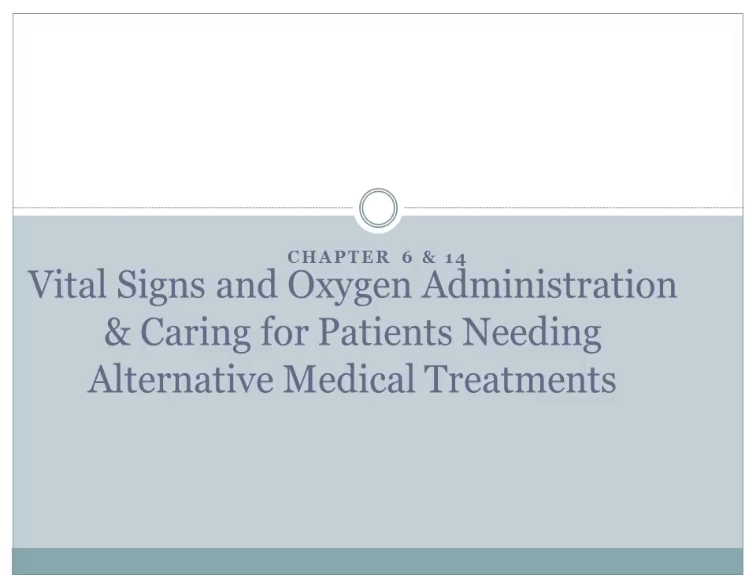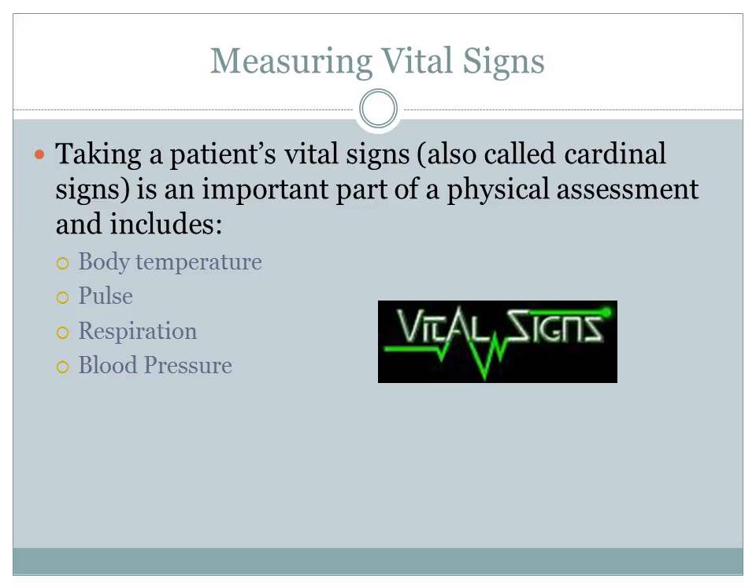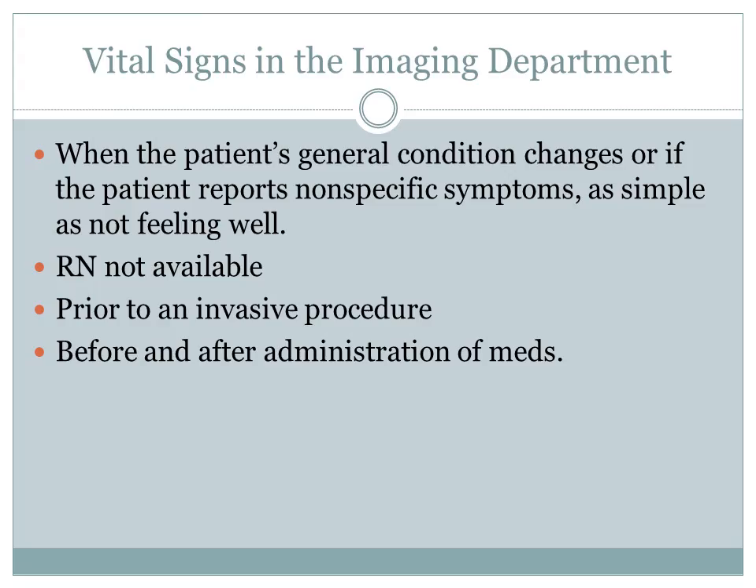Chapter 6 and 14, Vital Signs and Oxygen Administration and Caring for the Patients Needing Alternative Medical Treatments. Measuring vital signs. Taking a patient's vital signs, also called cardinal signs, is an important part of the physical assessment and includes body temperature, pulse, respiration, and blood pressure. Again, vital signs are also called cardinal signs.